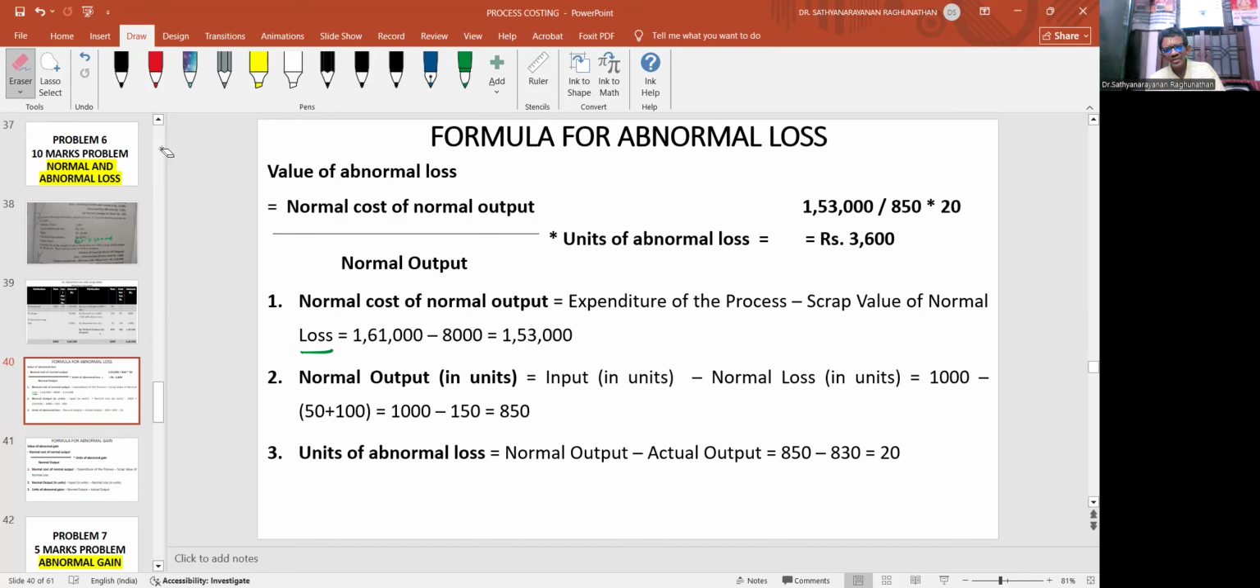So in the next video, we are going to discuss about the abnormal gain. There is not much difference between the abnormal loss and the abnormal gain. So we will discuss in the next video.